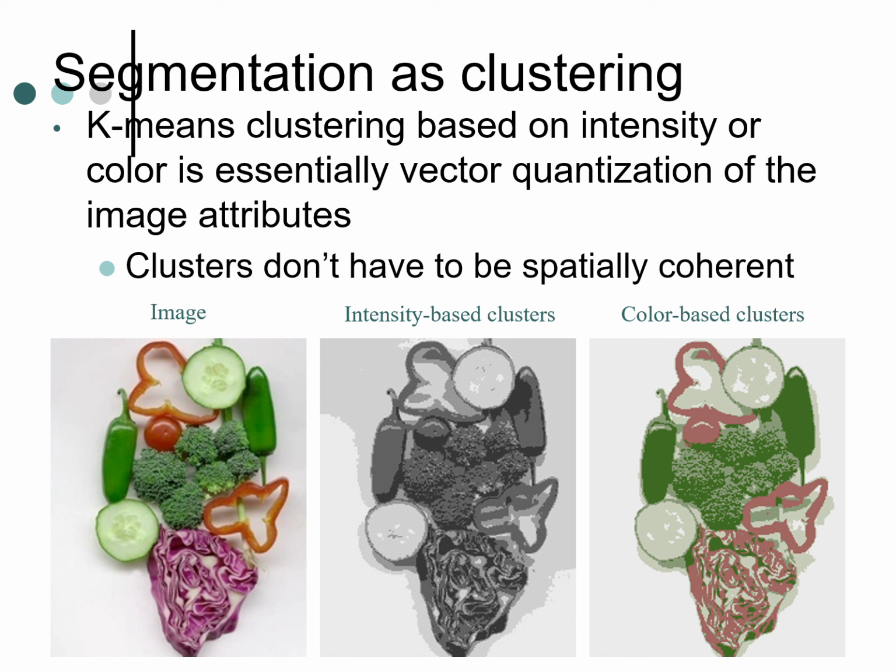In this, we are using K-means clustering based on intensity or color, which is essentially vector quantization of the image attributes. In this, the clusters don't have to be spatially coherent. For example, we have original images of some vegetables. In the intensity-based one, we are identifying only the intensity in grayscale images. Then in the color-based clustering, we are extracting the edges in the original images. The edges of the vegetables in the original images have been cleanly captured as color-based clusters.